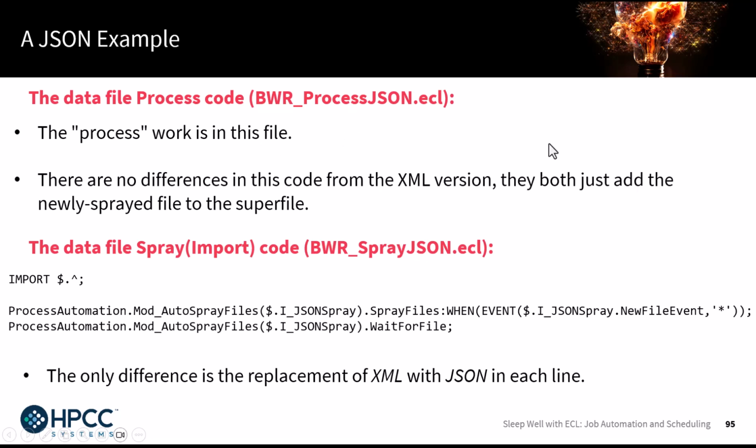So once again, we have a BWR process JSON where we had process XML. This is the one we'll run first. It'll put it into the event scheduler. No differences here. They both just add the newly sprayed files to the super file. And then we have our spray JSON, which once again works the same way. It waits for the semaphore file to exist on the cluster, and then we'll instigate the spray files process. The only difference is the replacement of XML with JSON in each line.